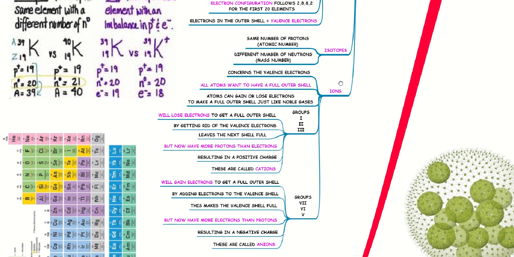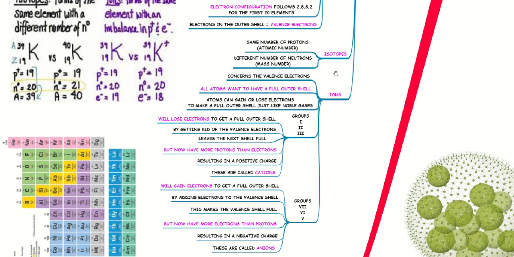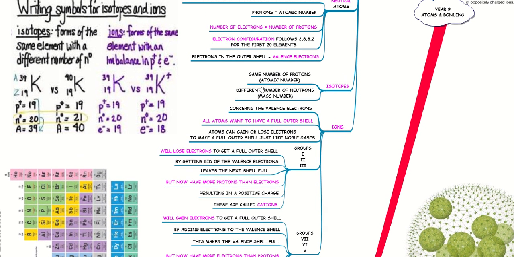Okay, we go down to what an isotope is. An isotope is exactly the same element, but it has a different number of neutrons, so it's heavier. So if we look over here, we've got an isotope of potassium. We've got potassium-39 and potassium-40. They've both got 19 protons, so it must be both potassium, but this one is heavier. All right, and they're just isotopes of exactly the same element.